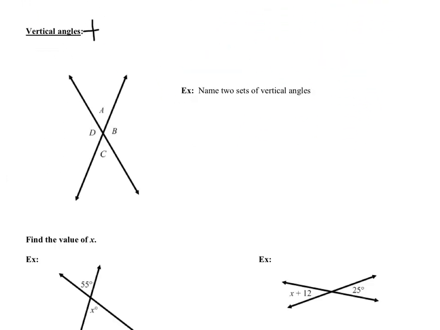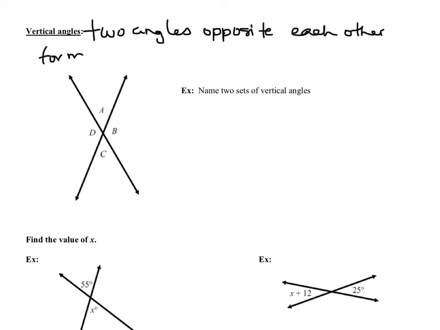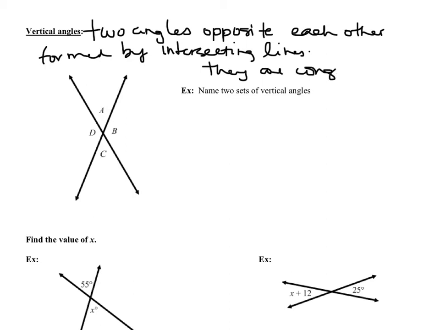Vertical angles are two angles opposite each other, formed by intersecting lines. So to have vertical angles, you need intersecting lines. And the important thing about vertical angles is that they are congruent, meaning they have the same measure. So if you knew the measure of one angle, then any angle vertical to it would also have the same measure.